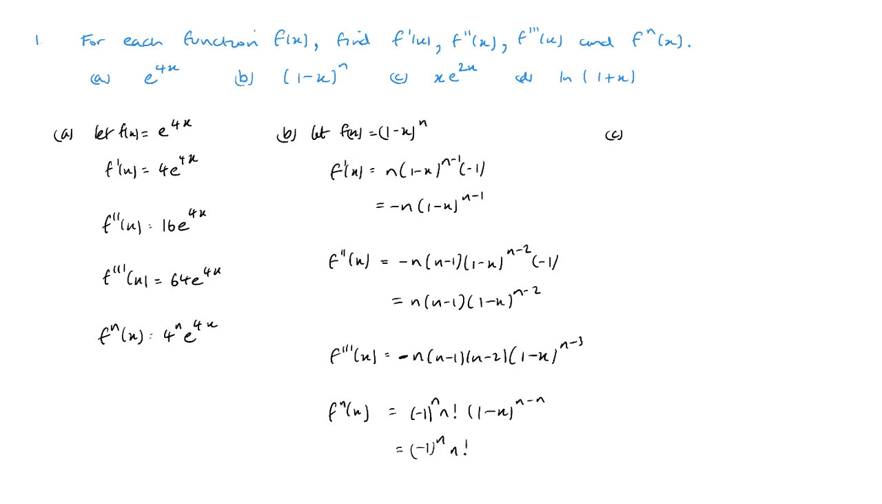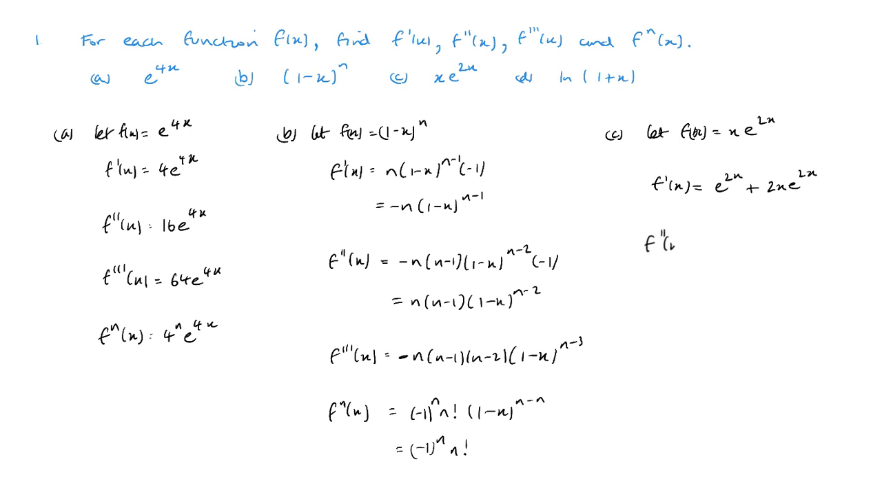Okay, C. So let f of x equals x e to the 2x. So differentiate the first time, we get, right, so differentiate this times this, which will be e to the 2x plus this times this differentiated, so that'll be 2x e to the 2x.